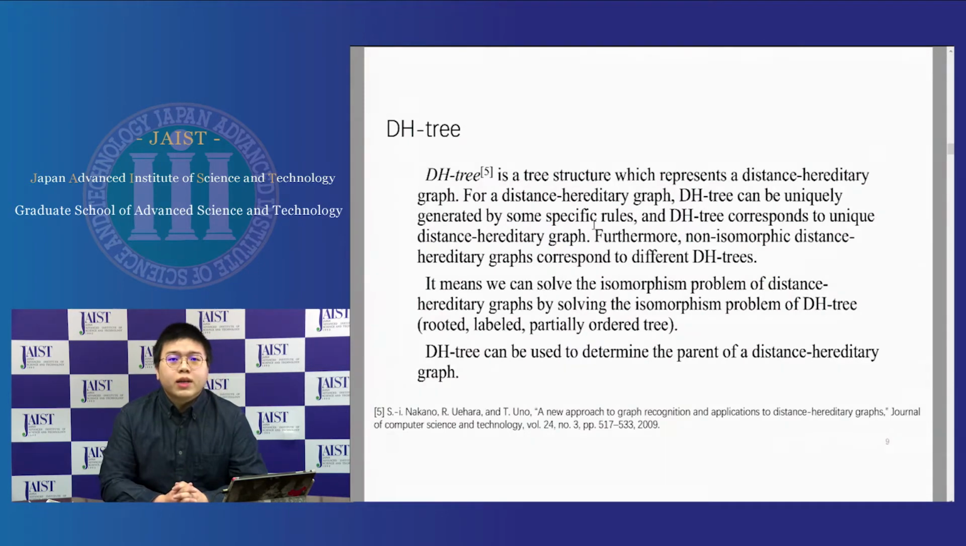The data structure we're going to use in our algorithm is called the DH tree. The DH tree is a tree structure which represents a distance hereditary graph. For a distance hereditary graph, a DH tree can be uniquely generated by some specific rules, and a DH tree also corresponds to a unique distance hereditary graph. So it is easy to understand that we can solve the isomorphism problem of distance hereditary graphs by solving the isomorphism problem of DH trees, as rooted, labeled, or partially ordered trees.